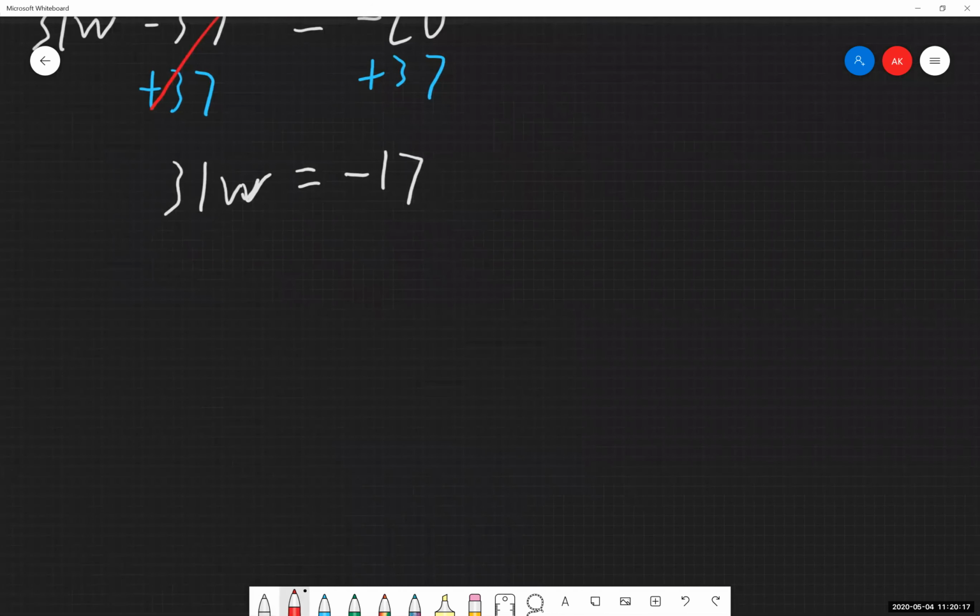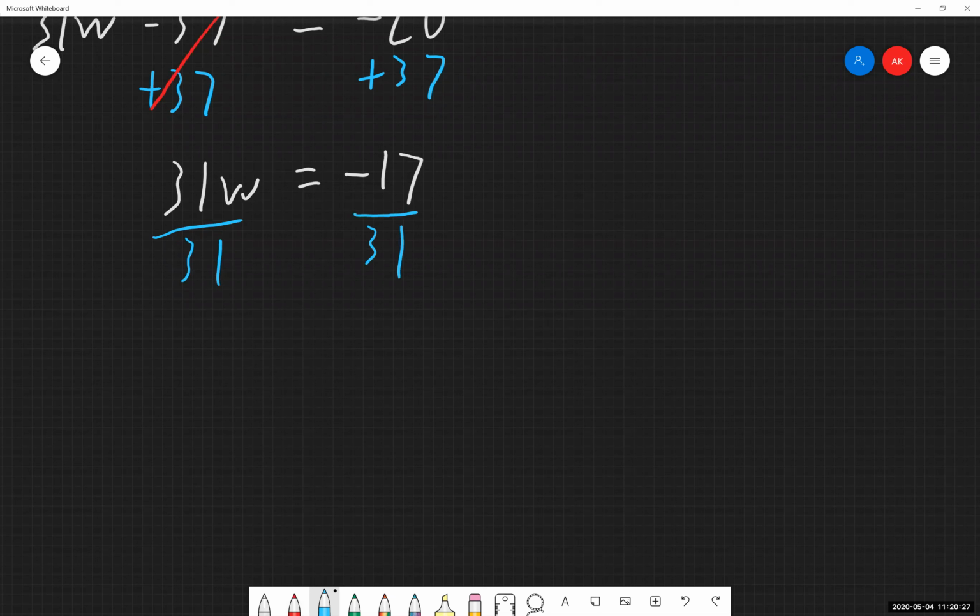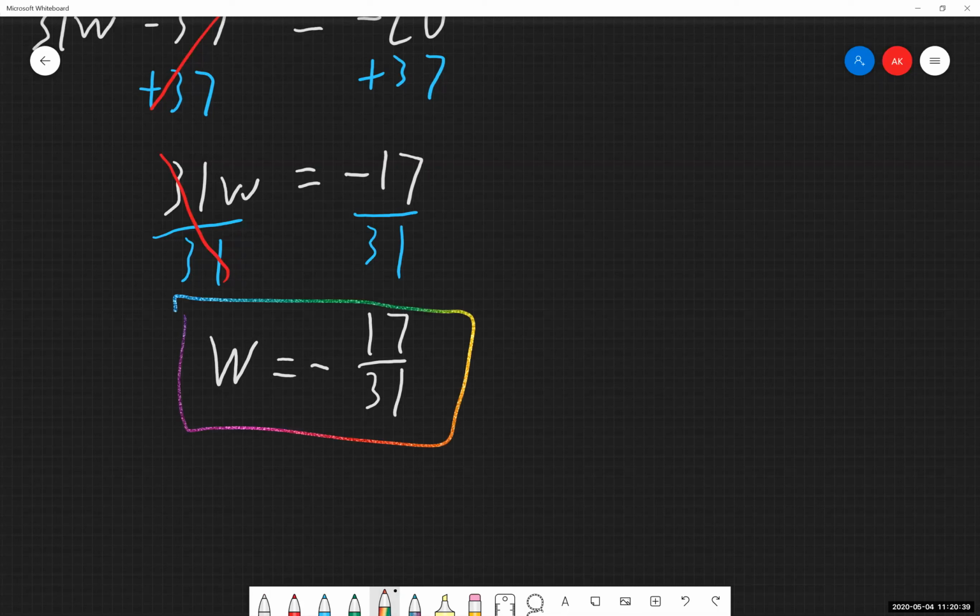And then divide both sides by 31. That cancels on the left-hand side. We only have a w remaining. On the opposite side, we have negative 17 over 31. We cannot reduce that fraction down any further. We are done.